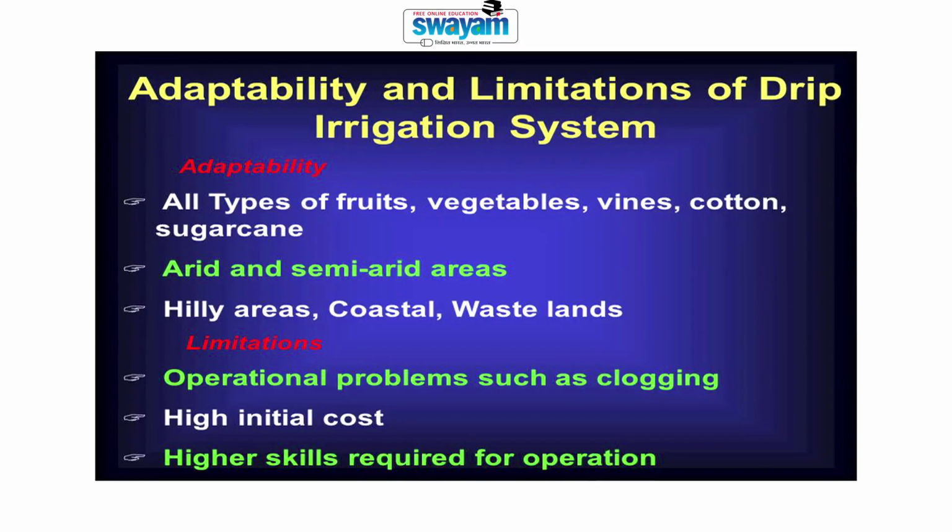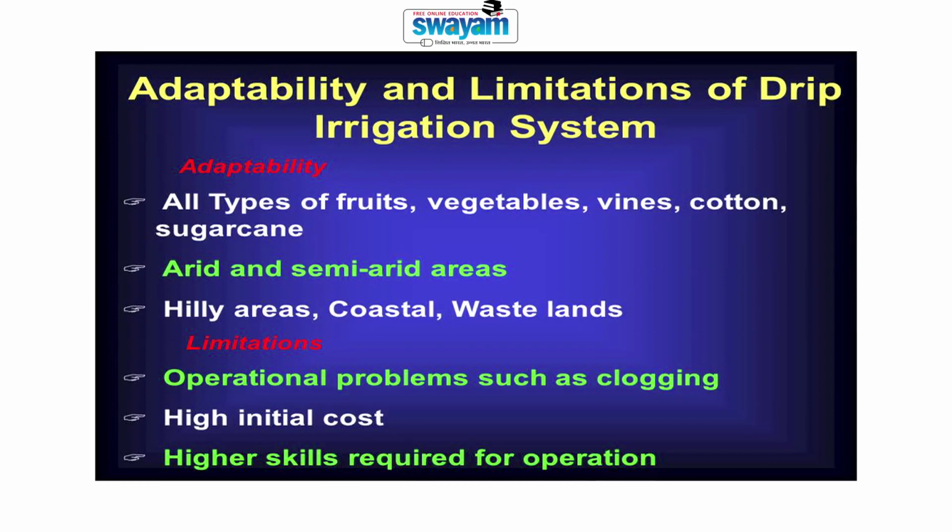What are the adaptability and limitations of drip irrigation systems? It can be used for all types of fruits, vegetables, vines, cotton, sugarcane, in arid as well as semi-arid areas, in hilly areas, coastal areas, but also on wastelands. What are the limitations? Let us look at them.